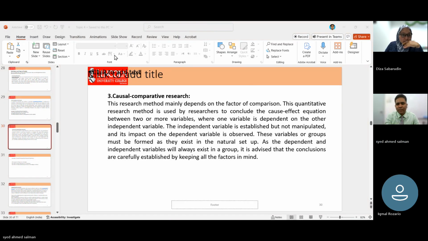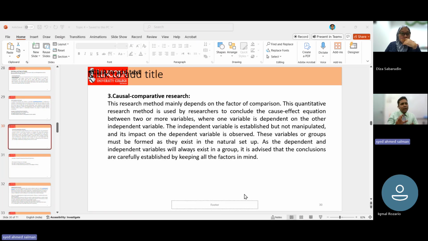The independent variable is established but not manipulated, and its impact on the dependent variable is observed. Previously, we were going to test only the relationship. Here we are testing or seeing the impact, the effect. This variable or group must be formed as they exist in the natural setup. As the dependent and independent variables will always exist in a group, it is advised that the conclusions are carefully established by keeping all the factors in mind.